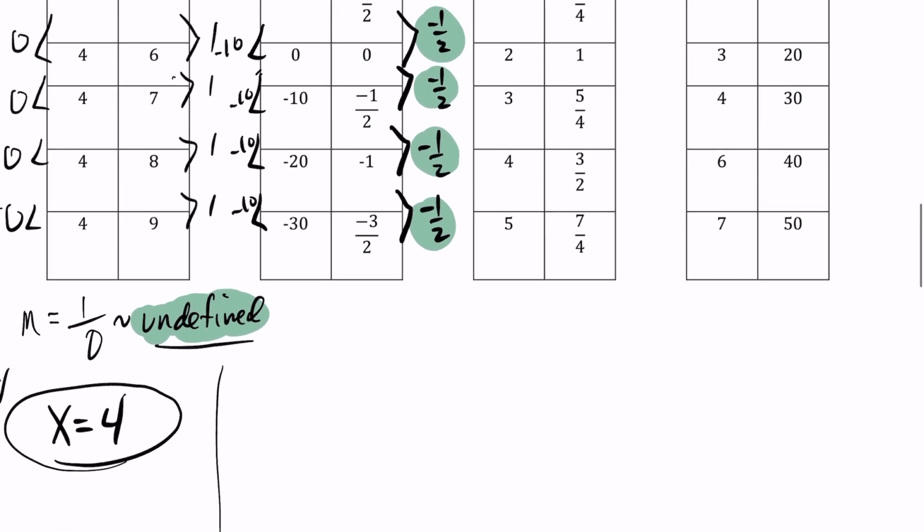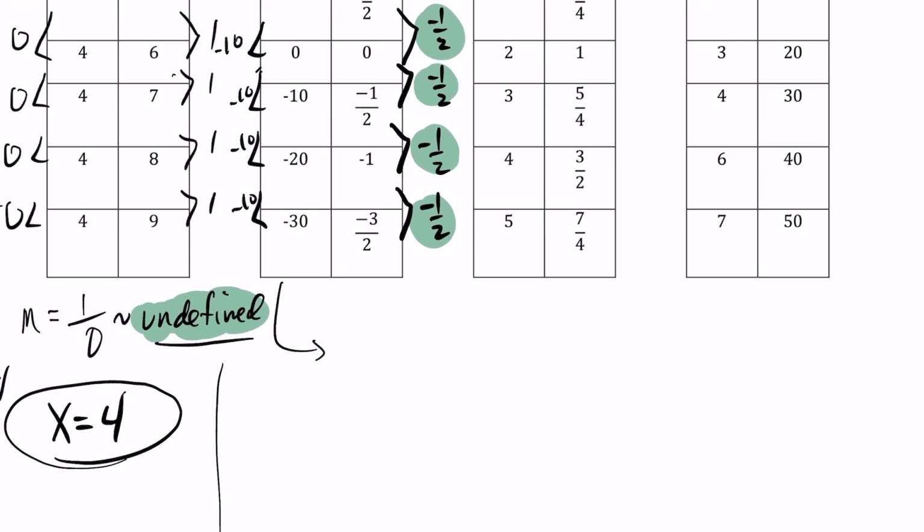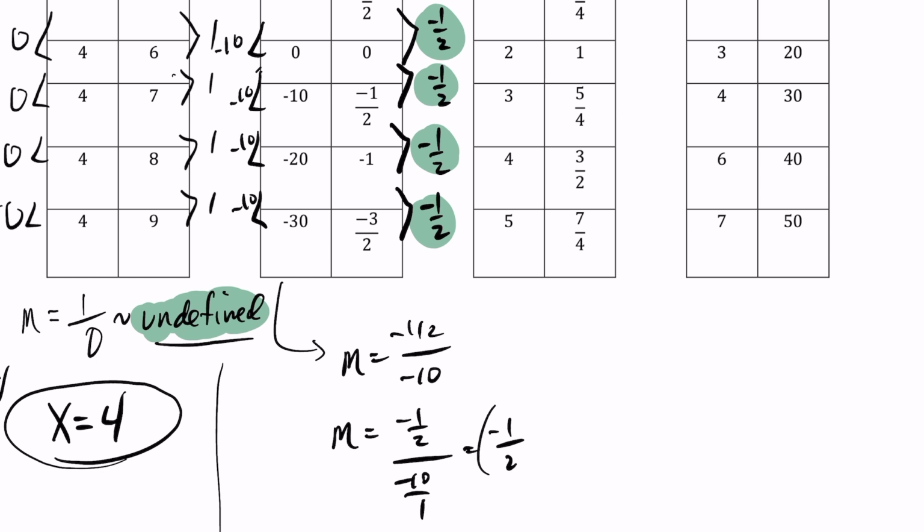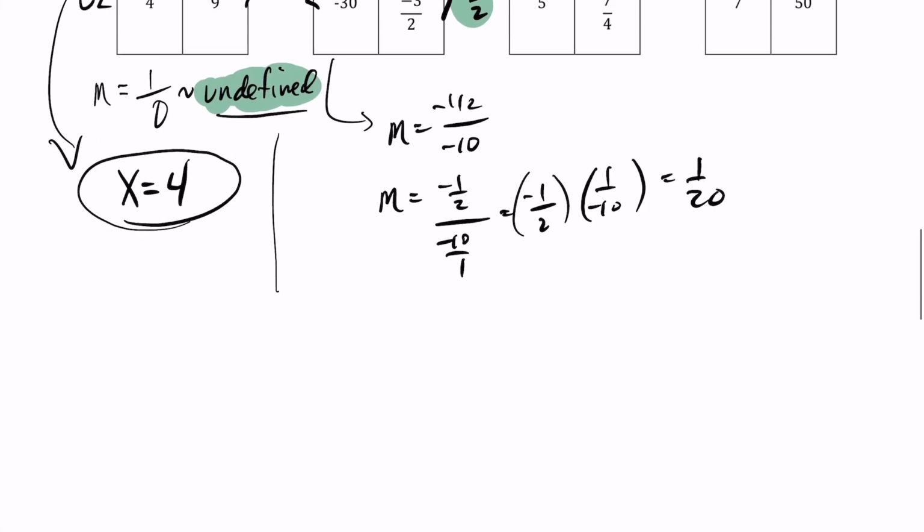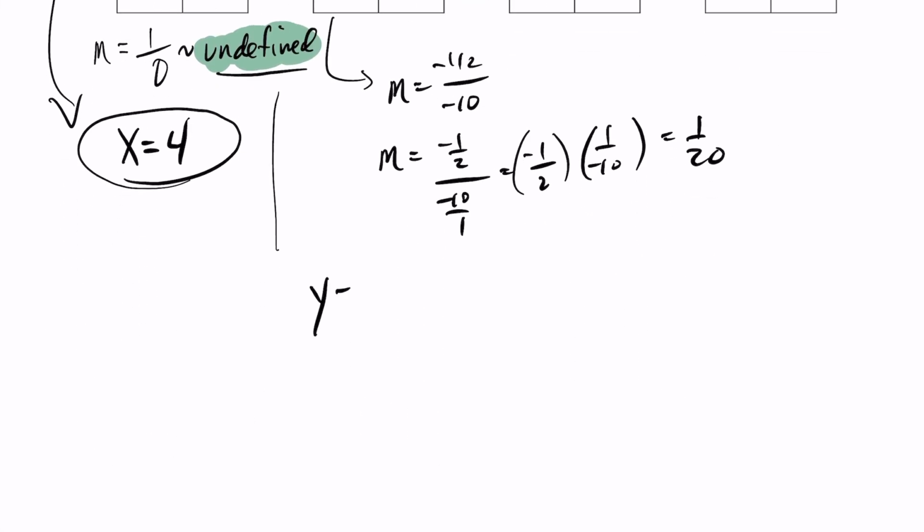So if I go calculate my slope here, my rate of change, or my slope, is going to be the change in my y over change in my x, in which case my slope here is going to be negative 1/2 divided by negative 10. That's going to be negative 1/2 divided by negative 10 over 1, is minus 1/2 times 1 over negative 10. You end up getting 1 over 20. So the slope for this line is 1 over 20, so the equation becomes 1 over 20x.